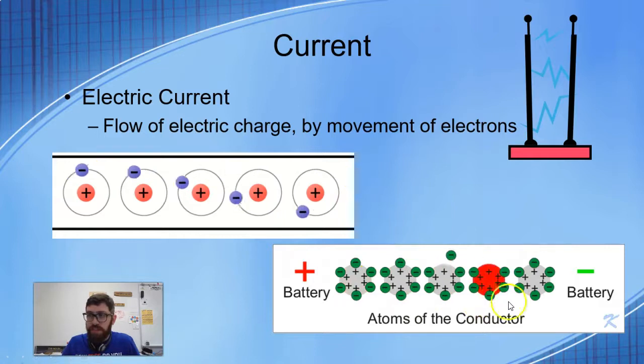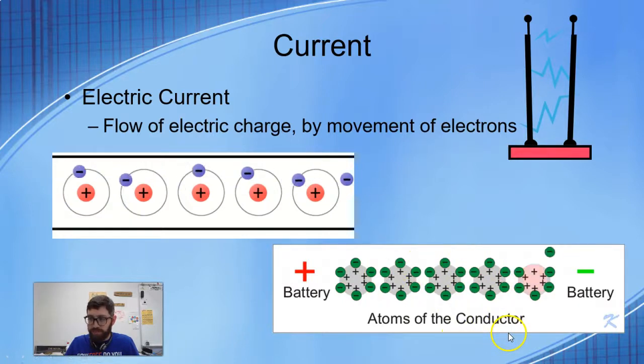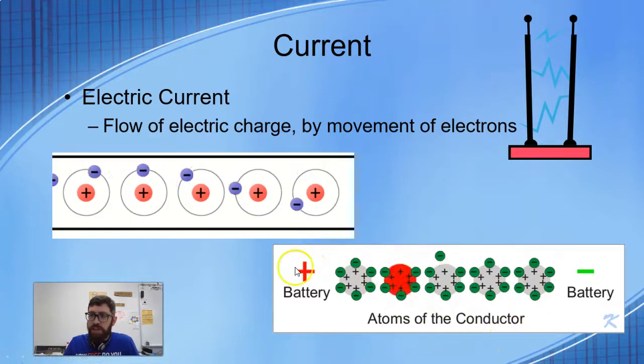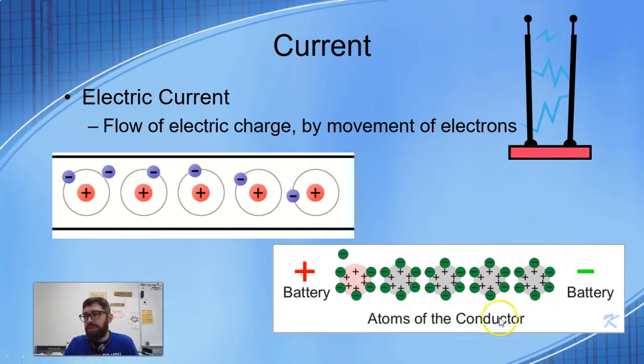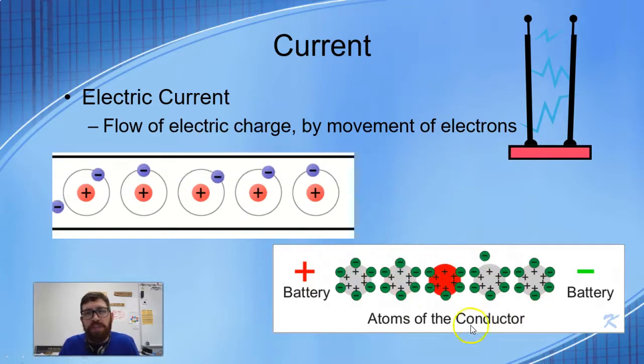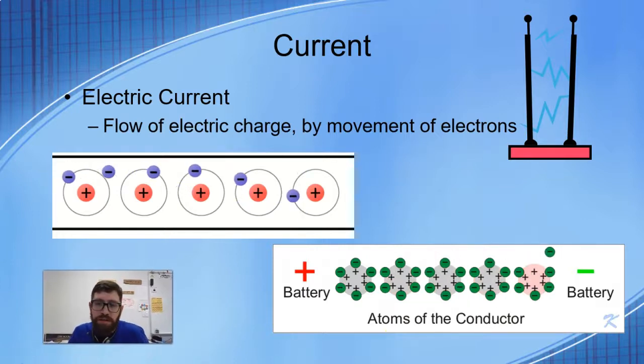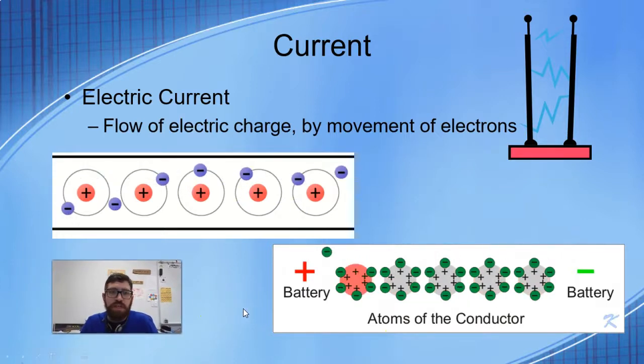And specifically, they're going to move from the negative side of a battery to the positive side of a battery. So as you can see here in this illustration, it's literally almost as if they're just kind of trading places from one atom to the next. This one will lose an electron, the next one will lose an electron, and they'll just kind of keep taking each other's place. That's a very, very simplified model of how electric current works.